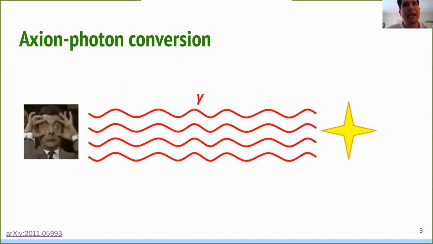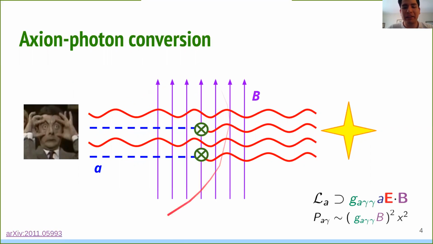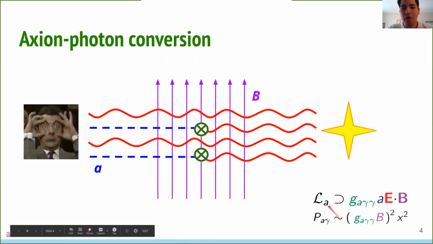In most axion and axion-like scenarios, there are couplings between axions and photons. As a result, there's a very interesting phenomenon that can happen, and that is axion-photon conversion. If you have an observer and a source of light emitting photons, in the presence of an external magnetic field in the path of these photons traveling from the source, you have a certain probability of the photons converting into axions because of this coupling between axions and photons, given here on the bottom right.